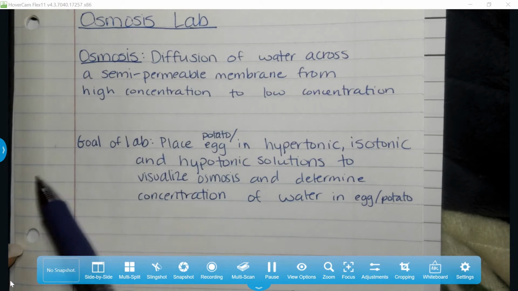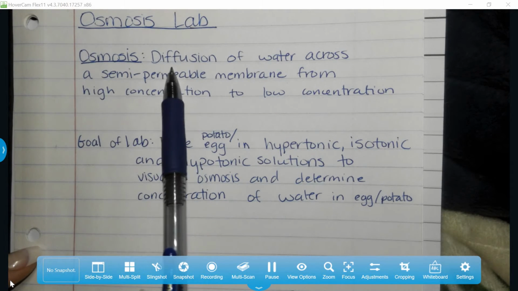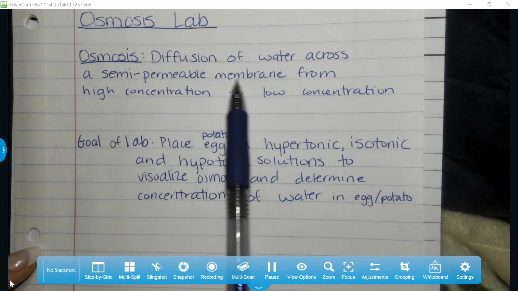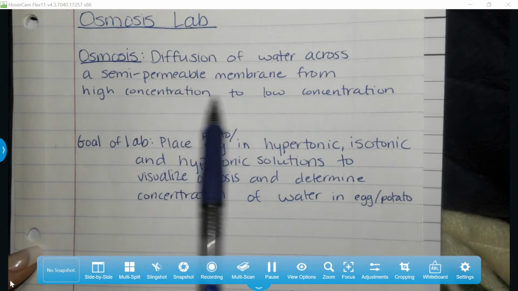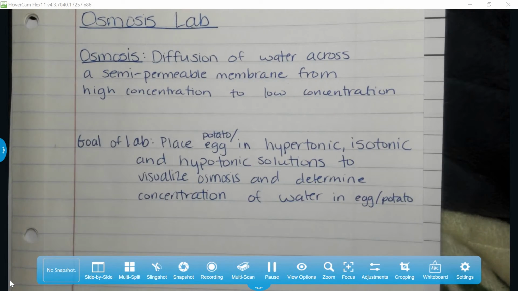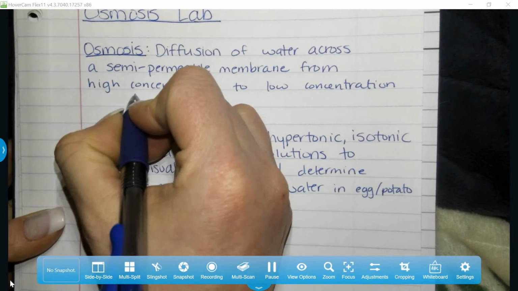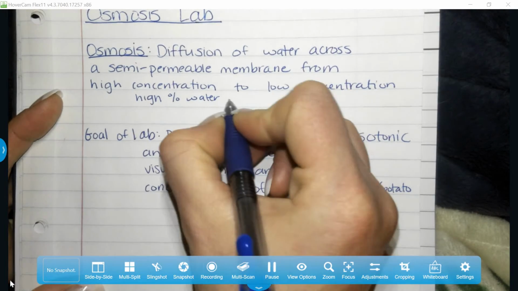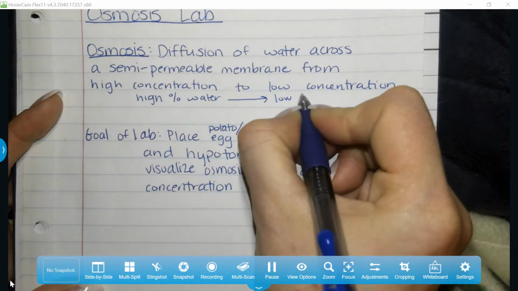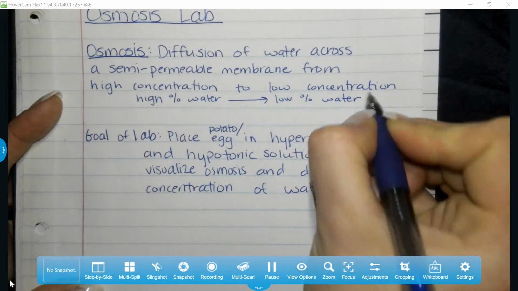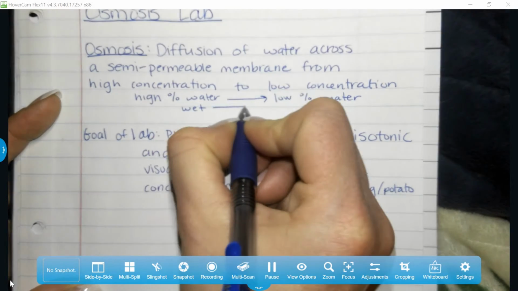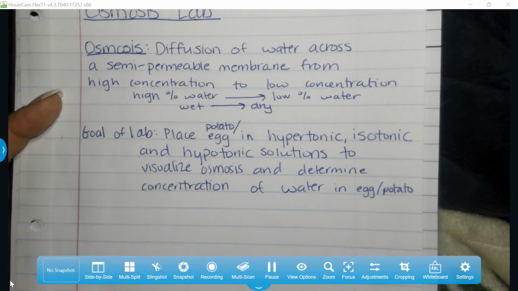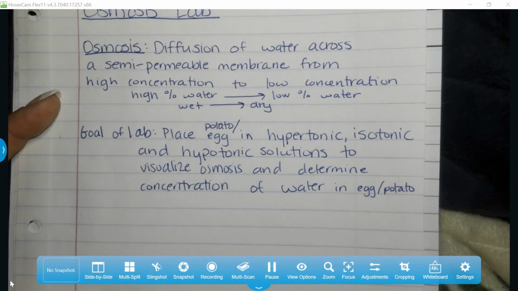So quick reminder, definition of osmosis. Osmosis is the diffusion of water across a semi-permeable membrane from high concentration to low concentration. Another way to think of this is from a high percent of water to a low percentage of water. Or the way that I think of it is that water moves from wet to dry. This is passive transport, which means no energy is involved.